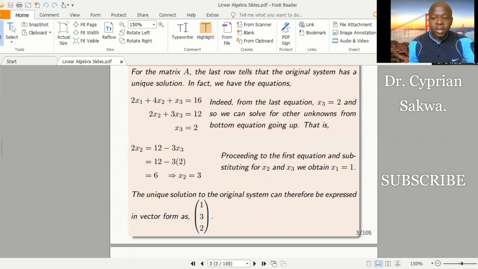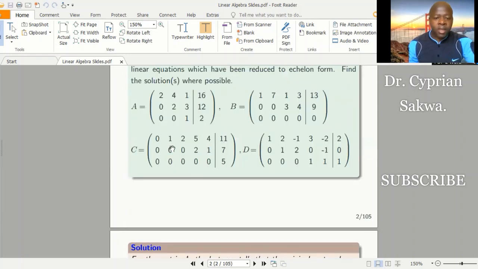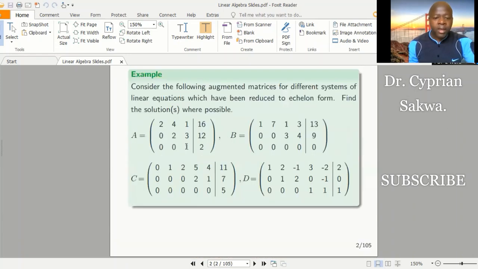So let's again look at how the echelon form of the augmented matrix was. This was the echelon form. And I can see there was one value here for x3, and then the answer was there. So that means this system has one solution.